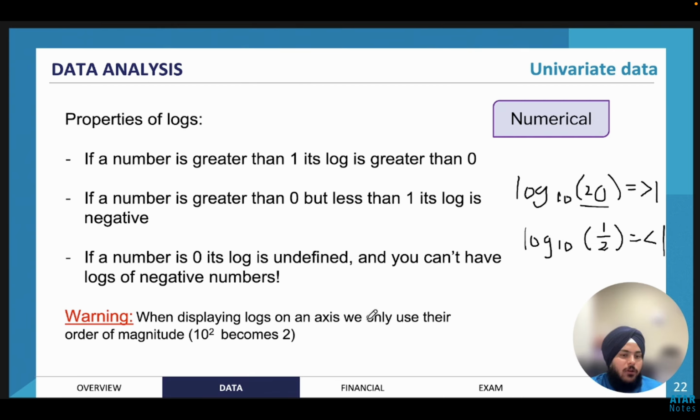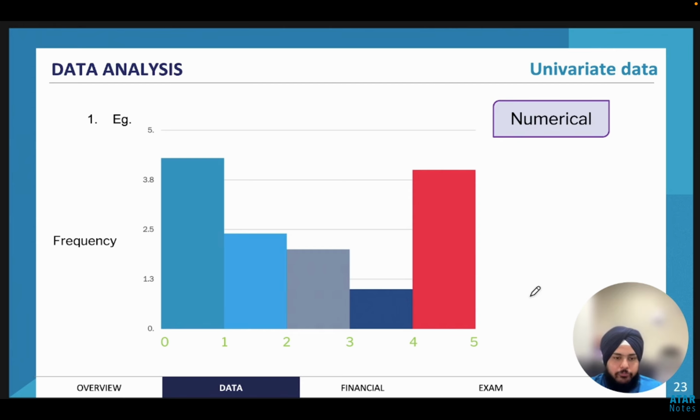So when displaying logs on the scale, we use their order of magnitude. So for example, if it's 10, 100, 1,000, it doesn't start with 0. It will start with 1, 2, 3, 4, instead of having 10, 100, 1,000, 10,000, 100,000, million.